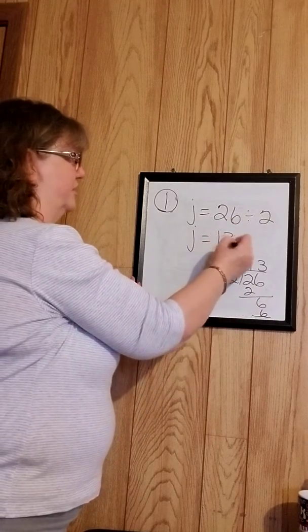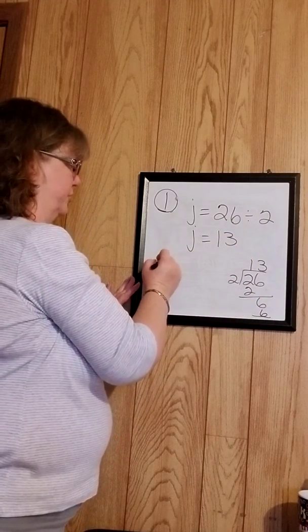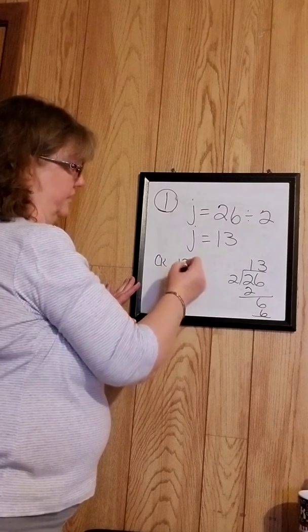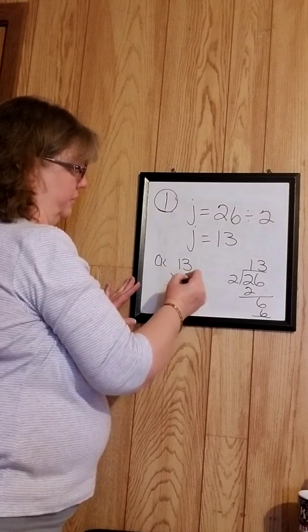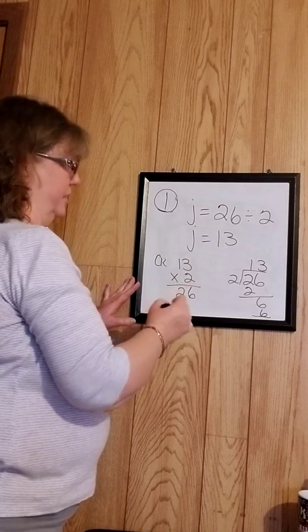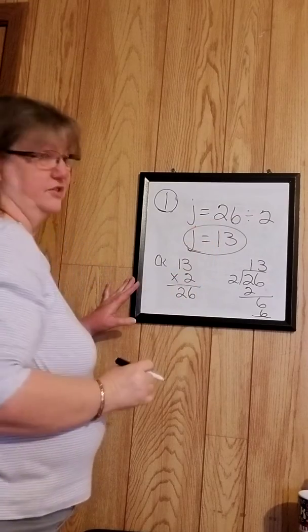My answer is 13. To check it, I'm going to multiply 13 times 2. 2 times 3 is 6. 2 times 1 is 2. So 13 is the correct answer for number 1.